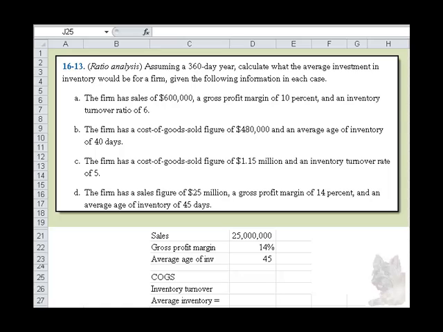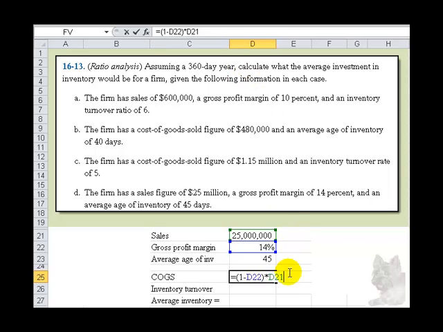The firm has a sales figure of $25 million, so I put that in there. Gross profit of 14%, we see that there. Average age of inventory of 45 days. So let's calculate cost of goods sold. We already know how to do this from earlier. So what do we do? We take the 25 million of sales, and then we take 1 minus the gross profit rate times the sales value.